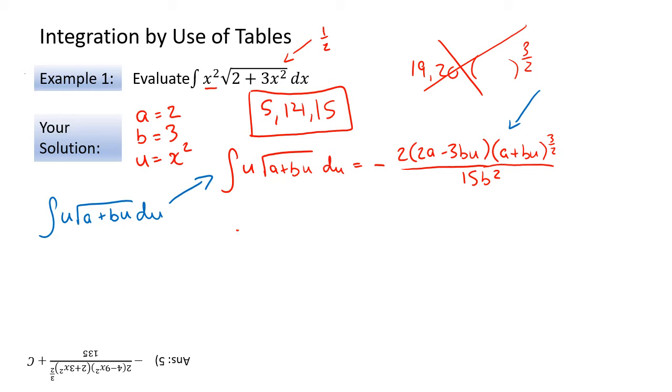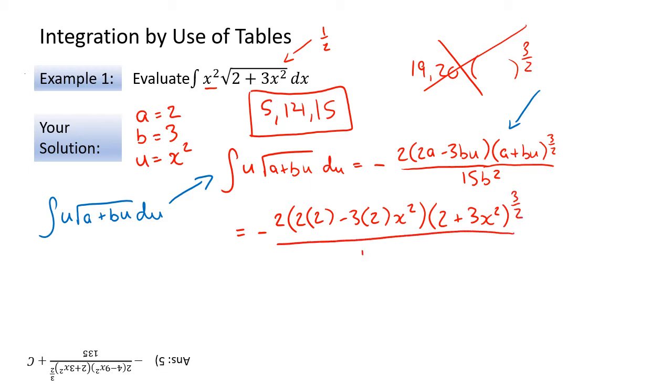Okay, so that means the integral becomes negative 2 times, this is 2 times a, which is 2, minus 3 times 2 times u, which is x squared, times 2 plus b, which is 3 times u, x squared, to the exponent 3 over 2, divided by 15 times b, which is 3 squared. So now it just comes down to simplifying.